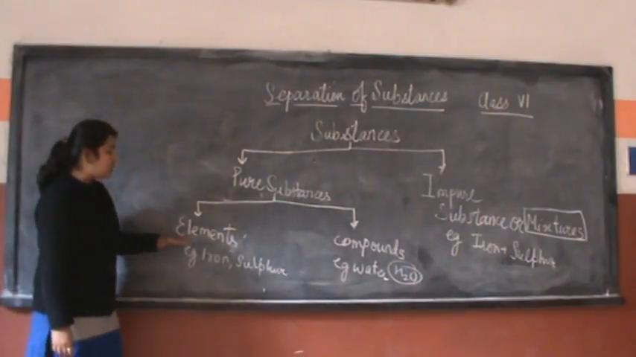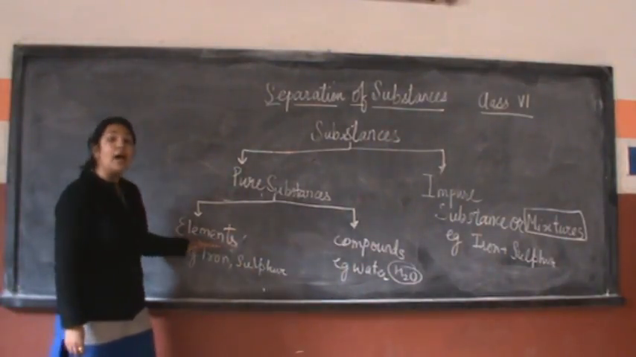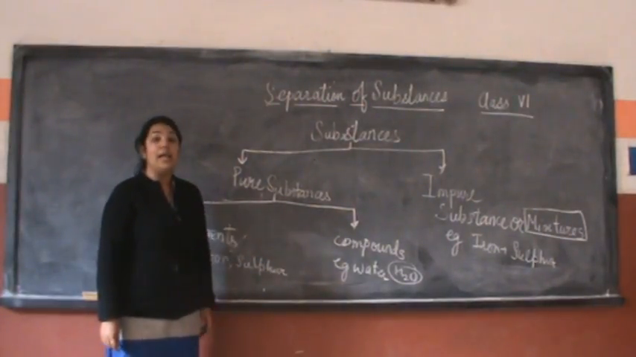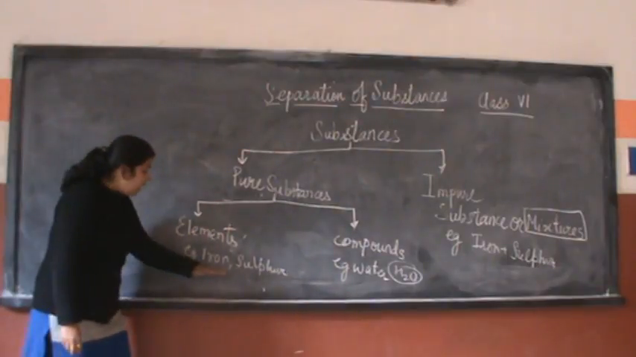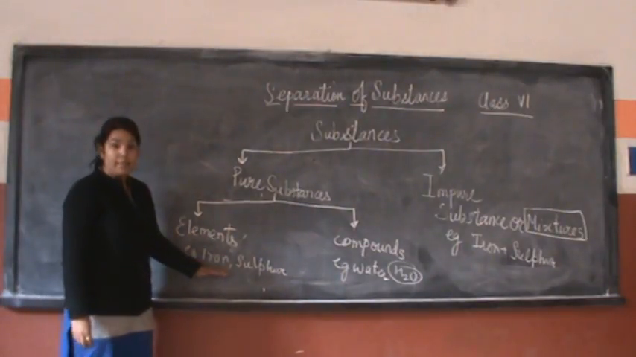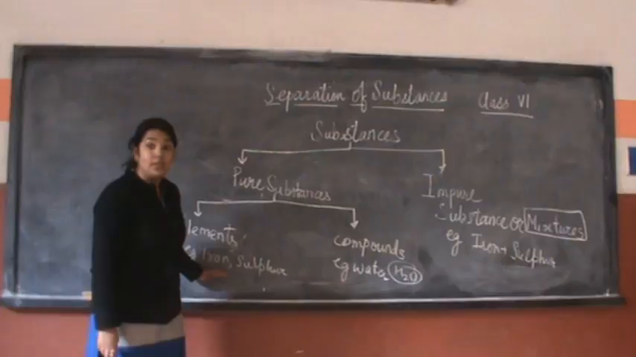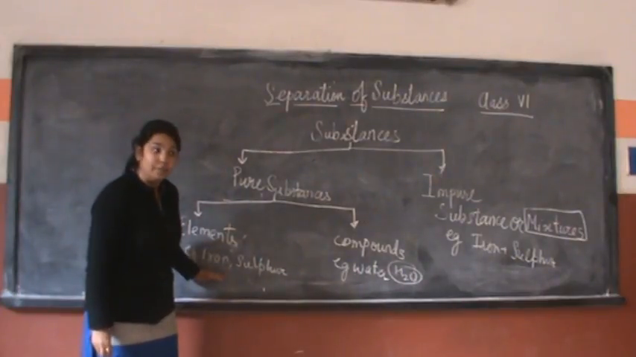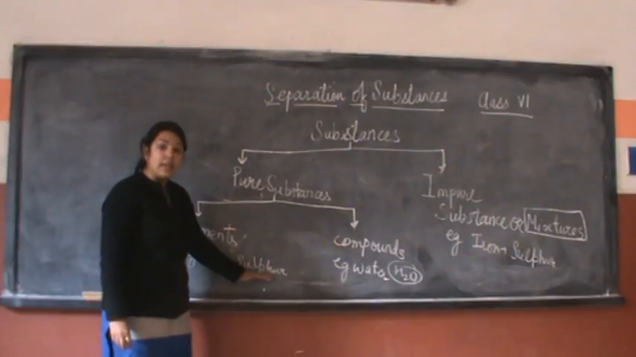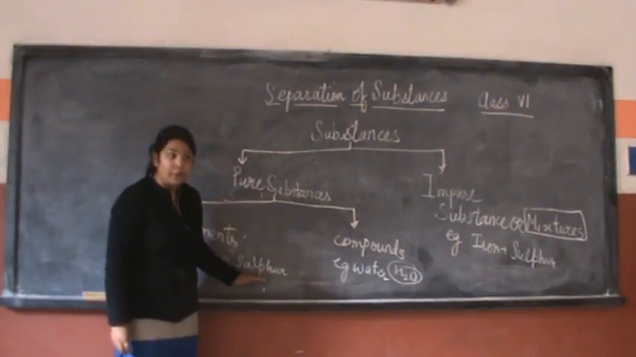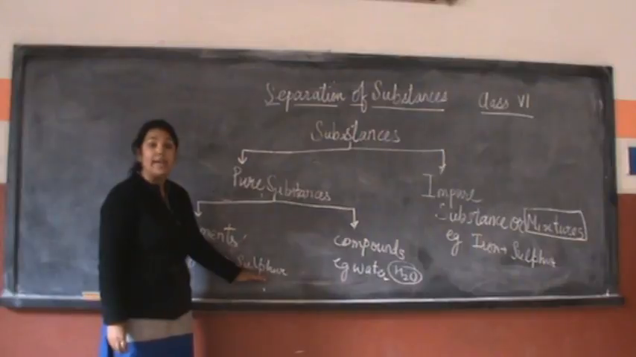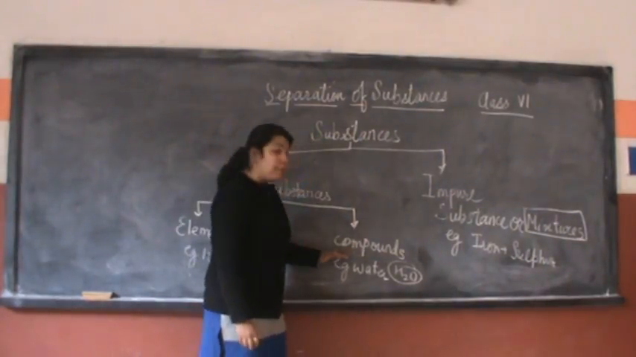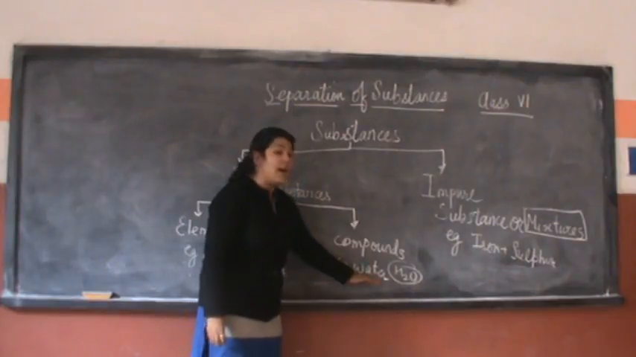Now, first we will discuss elements. Elements are those substances which have the smallest particle as an atom. If I take iron, iron is an element, and if I want to separate the smallest particle of iron, I would get an iron atom. Similarly, sulfur is an element, and if I want to separate sulfur, I am going to get a sulfur atom as the smallest particle. But in the case of compounds, molecules are present.